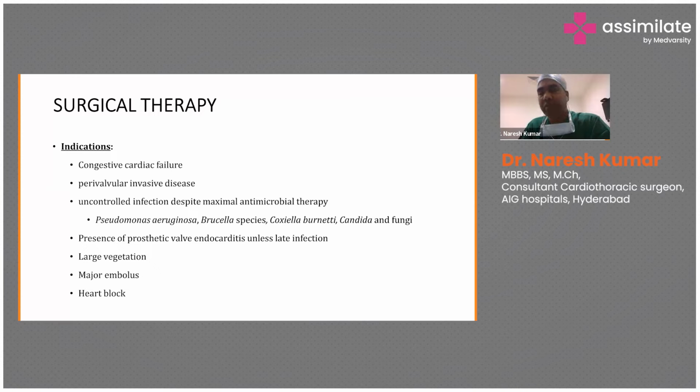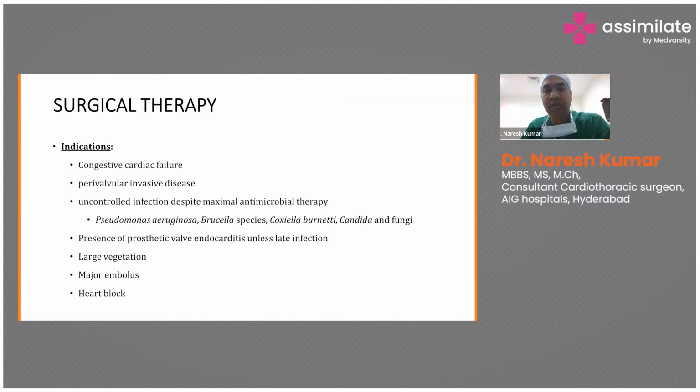So we have to replace the prosthetic valve with a new prosthetic valve, which includes a tissue valve. And a large vegetation, more than 1 centimeter to 1.5 centimeters, carries a very high risk of systemic embolization, so that needs to be taken out. It's one of the important indications for surgical therapy. And a patient having a major emboli: any patient with an infective endocarditis diagnosis or vegetations on the leaflet with any embolic episodes, we have to intervene and do source control, followed by antimicrobial therapy.